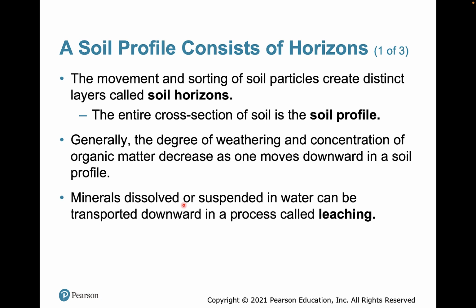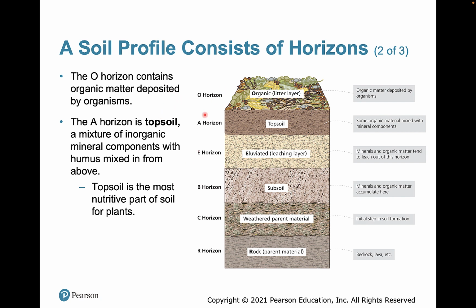Minerals that are dissolved or suspended in water that's percolating down can be transported downward in a process called leaching. So minerals can be leached from one layer and put into another. Okay, so you are going to need to know this diagram. I did not come up with the layers in this order, because if I had, they'd be in alphabetical order. They're not in alphabetical order. So you need to know your horizons and roughly what they are. O, A, E, B, C, R.